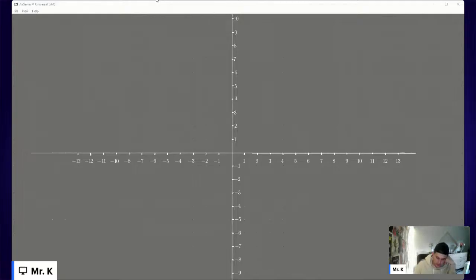Sorry, guys, I just want to make the background a little darker. Okay, so you guys should be able to see the grid now pretty easily.